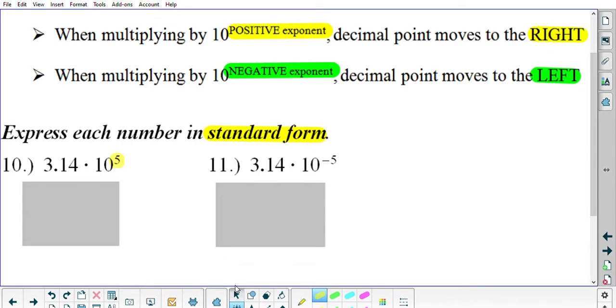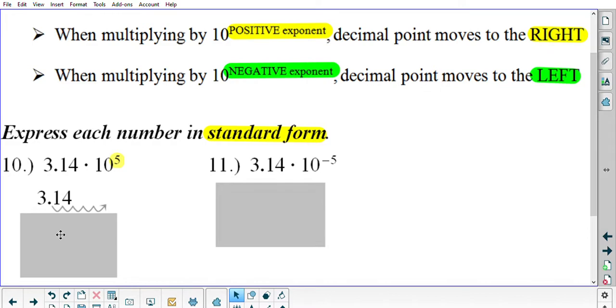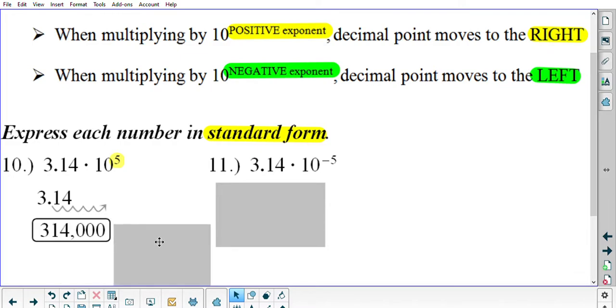Since that is a positive exponent, the decimal point is going to move that number of spaces to the right. Now, the first two spaces will go past the 1 and the 4, but then there's 3 more spaces. So you'll simply put zeros in each of those 3 spaces. And that creates 314,000 as the number in the normal standard form that we're used to seeing numbers written in.